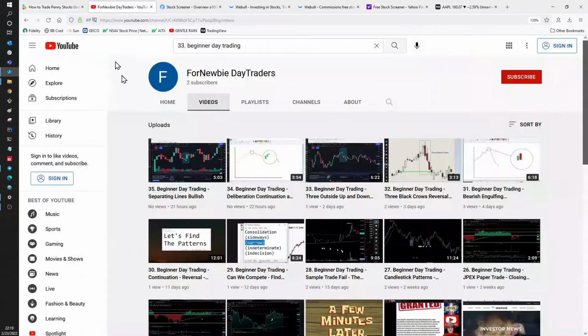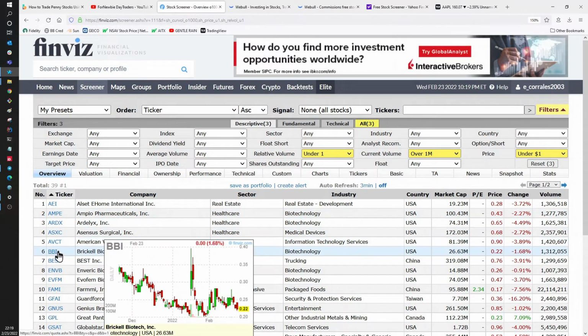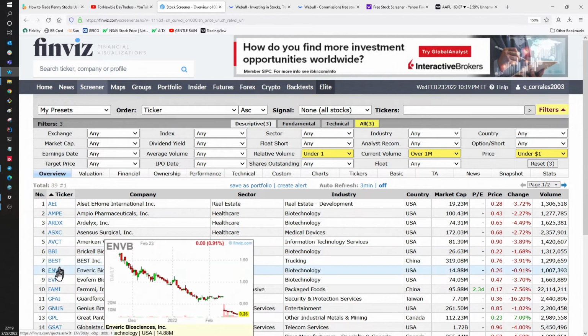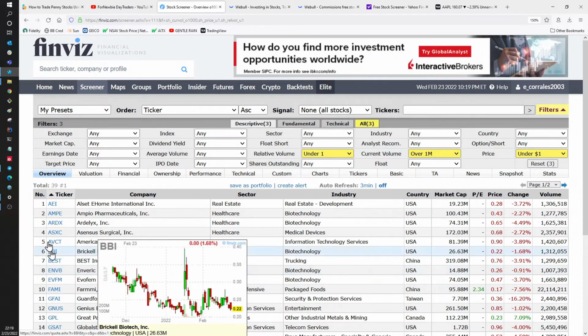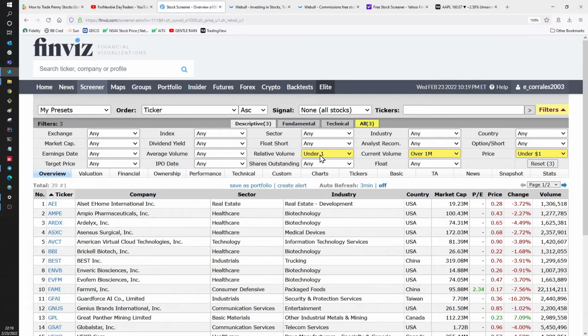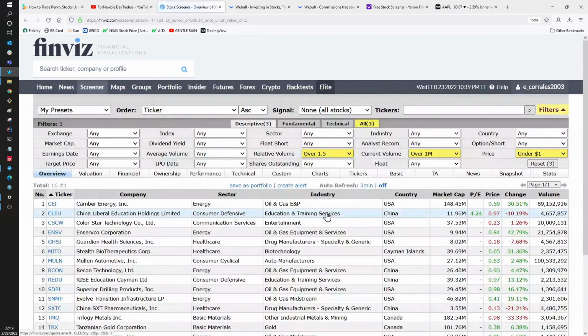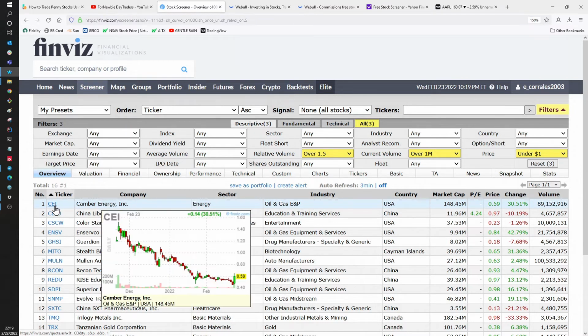Now, in order to show you some of these, like this one for instance, I purposely picked relative volume to be under 1. And if you've watched my videos, you know what relative volume is. Let's change that and do over 1.5. Let's see what the graphs look like now. What stocks did it pick?